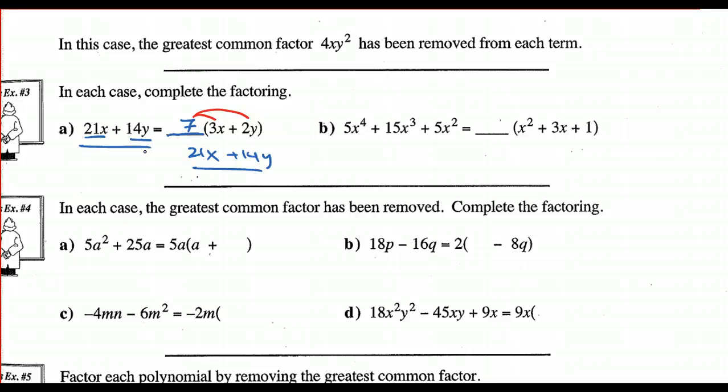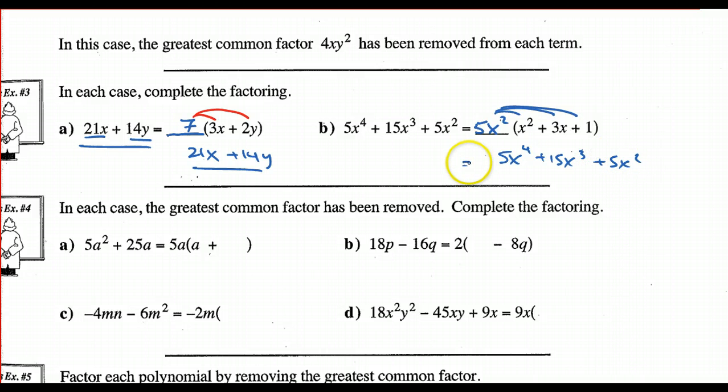Okay, let's check this one out. So I have 5, 15, and 5. So 5 is my highest coefficient that I can take out. I have x to the 4, x to the 3, x squared. So x squared comes out. Okay, and again, let's make sure that I can distribute that and get the same answer. So 5x squared times x squared is 5x to the 4th plus 15x cubed plus 5x squared, and that indeed does match up with this left side over here.